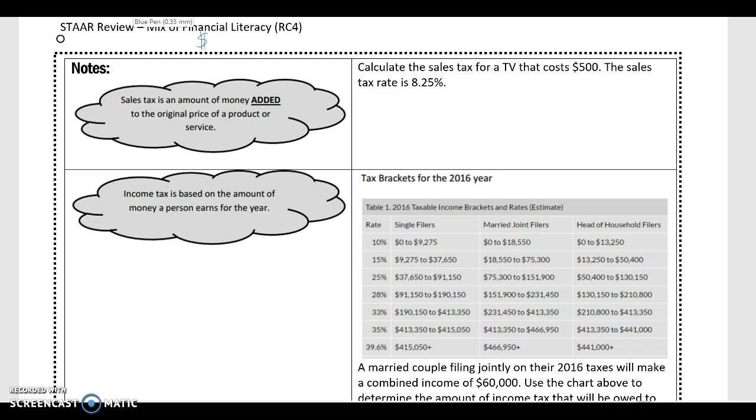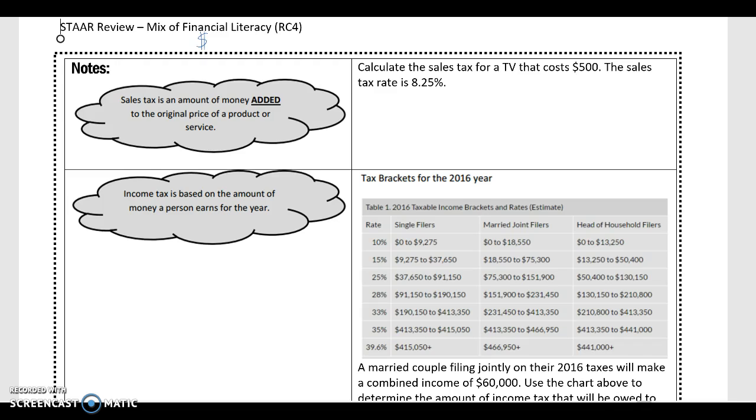So first situation says sales tax is an amount of money added to the original price of a product or service, right? So you go to the store, you buy Takis, and it says that Takis are $1.50. Well, you don't just pay $1.50, right? You have to pay for tax as well. So let's review how to calculate tax.